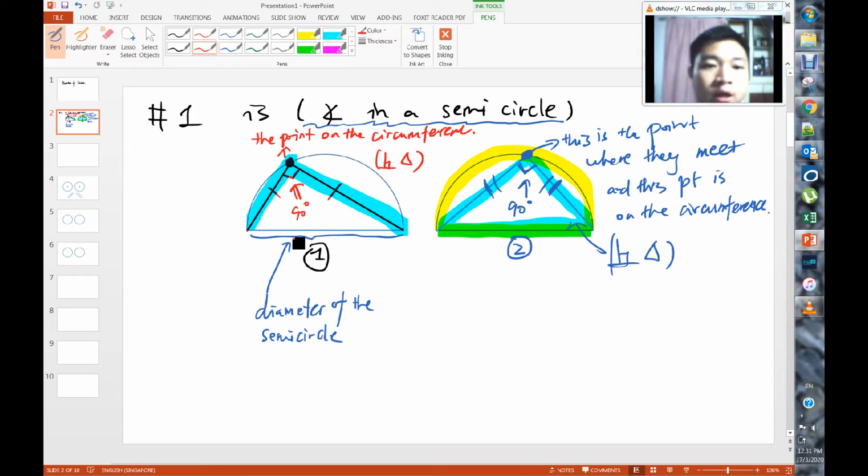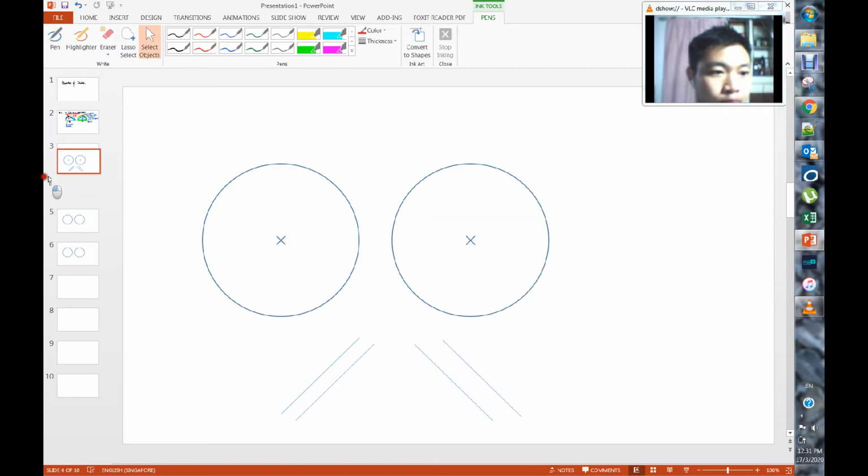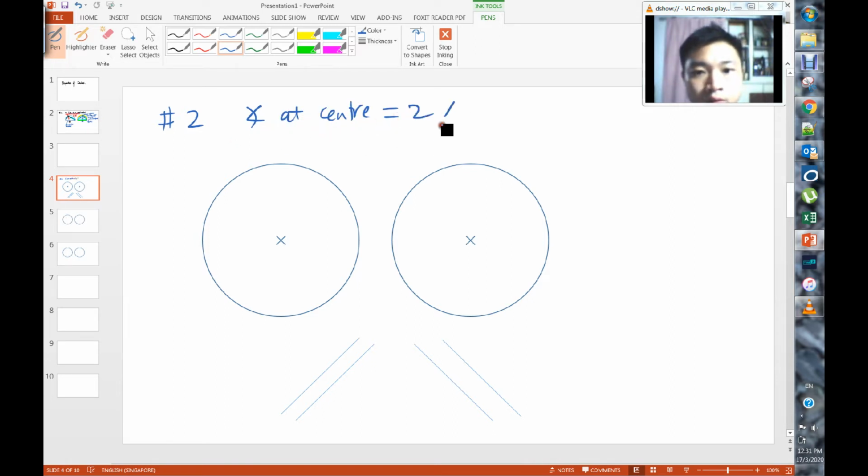So let me move on to rule number 2. For rule number 2, I have my circle 1 here, but before I go on to draw on the circles, let me list down what rule number 2 is. Rule number 2 is: angle at center is equal to 2 times the angle at the circumference.